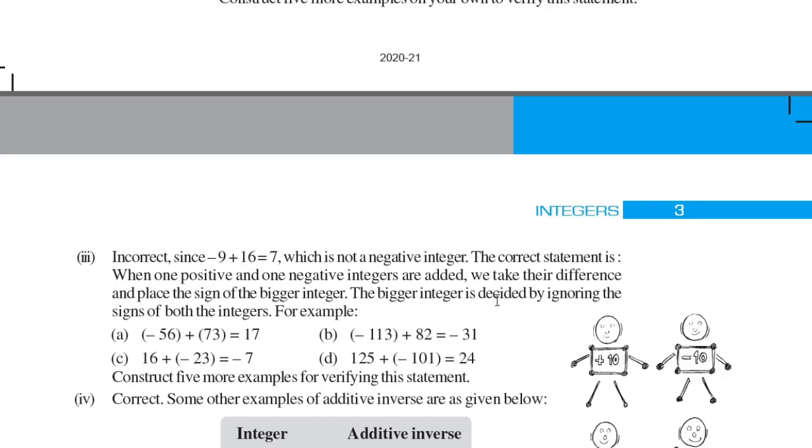The bigger integer is decided by ignoring the sign of both the integers. For example, you can see here minus 56 plus 73. Plus 73 is bigger, so the plus sign will come. Minus 113 plus 82: minus is bigger, so we will get minus 31. 16 plus minus 23: we will get minus, because of minus 23. 125 plus minus 101: 125 is greater and positive, so you will get positive 24.